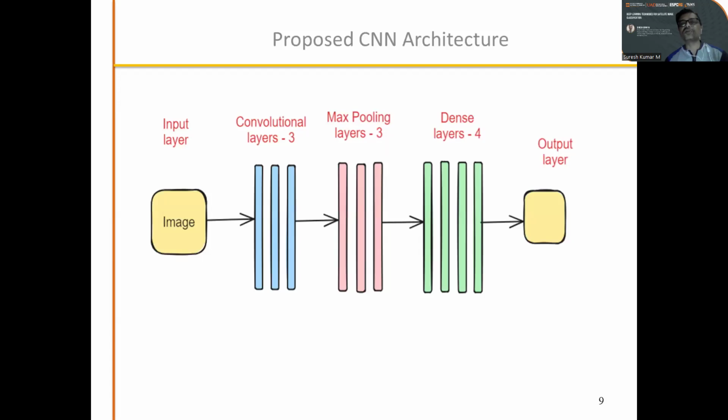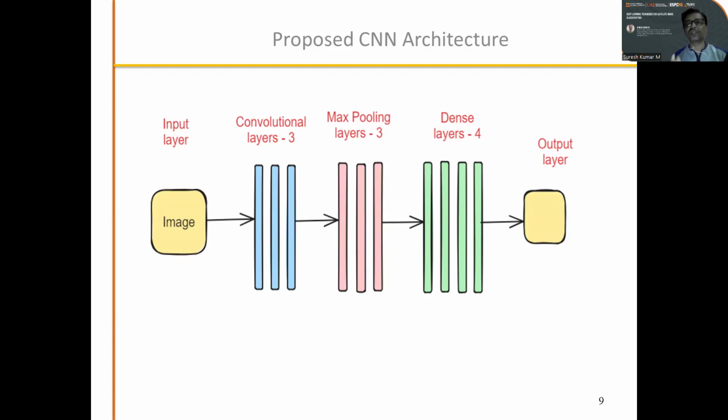This is the proposed CNN architecture. There are mainly three parts: input layer, output layer, and hidden layer. On the left side we can see the input layer, on the right side the output layer, and in between the hidden layer. The hidden layer consists of convolution layers, max pooling layers, and dense layers. The number of layers is also given: three convolution layers, three max pooling layers, and four dense layers.